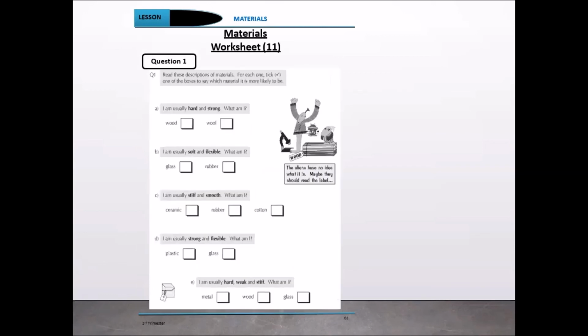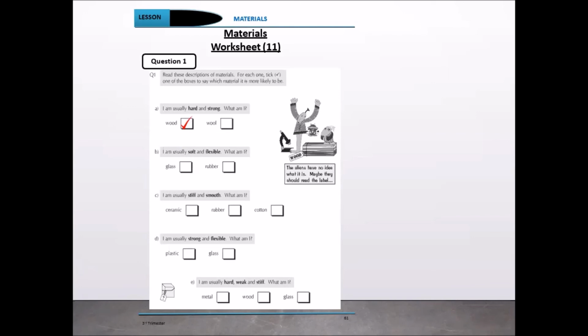Okay, page 61, we are going to solve it now. In each question, he is saying to you a sentence, and then we are going to answer whether it is the first box, the first answer, or the second one. Letter A. I'm usually hard and strong. Who am I? Which is the thing which is hard and strong? Is it the wood or the wool? It will be the wood. The wood is hard and strong.